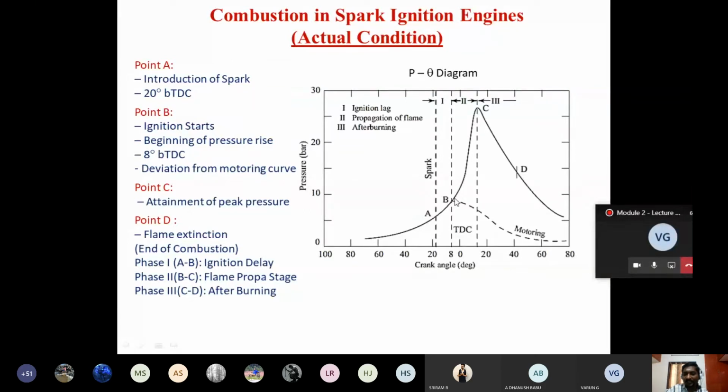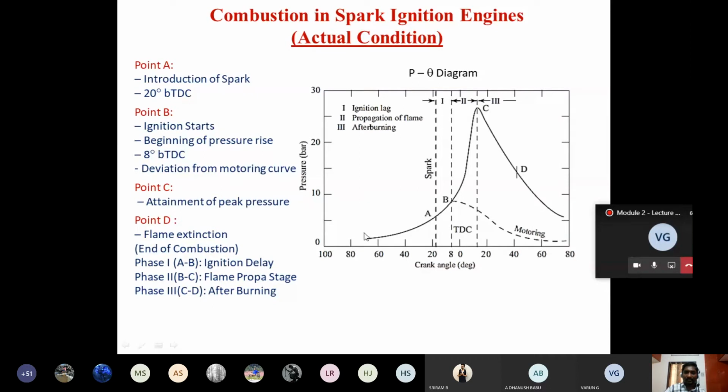In the P-theta diagram, the motoring curve and the actual combustion curve both follow the same trend up to B. Beyond point B, there is a deviation. The motoring curve follows this, whereas the actual curve has a sudden rise in pressure. So the deviation between the motoring curve and the actual combustion curve starts only from point B. The maximum peak pressure reached is indicated by point C, and point D represents the place where the flame gets extinguished. This is the end of combustion.